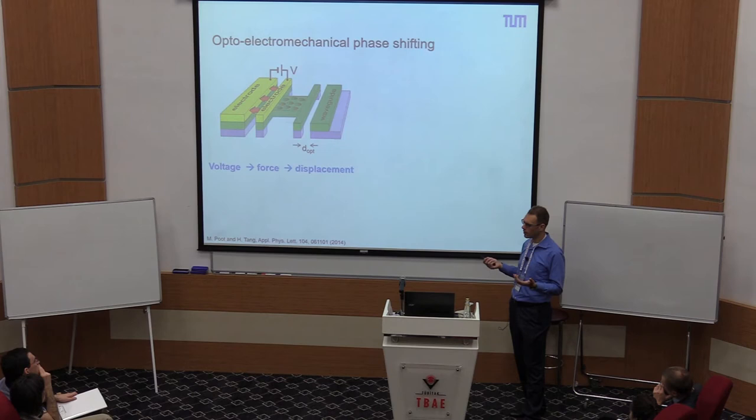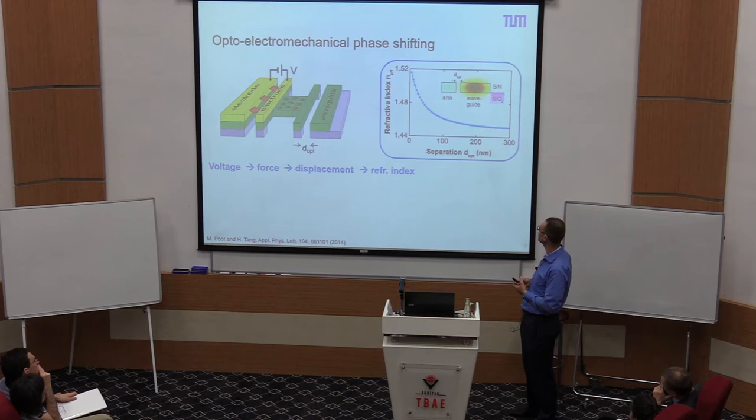And now what happens is that if you look at the effective refractive index of the light propagating through this waveguide, then you see that it actually depends on the separation between the waveguide and this mechanical structure. And when the light has propagated along this structure, it accumulates different phases depending on the position of the resonator. So in other words, we are changing the phase. So that is how this device acts as a phase shifter.